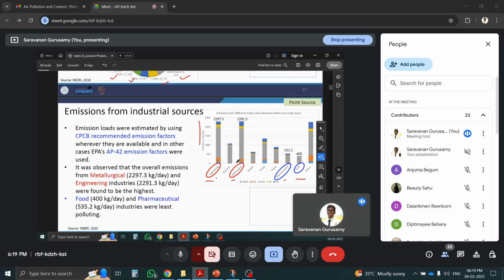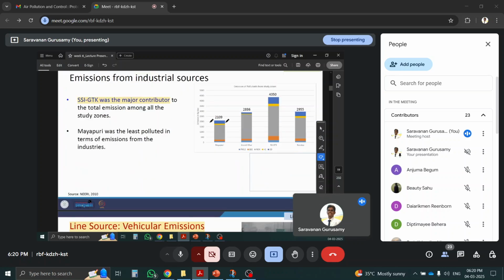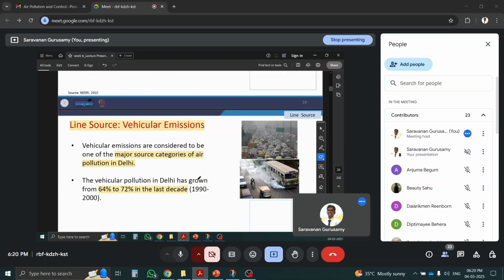If you see, this NOx is the gray color. So NOx is more in all the industries, and if you see pharma and food, CO level is also higher. Yeah. So also they have considered based on the locations. So everywhere you can see NOx is higher and the total emission is higher in SSI GTK location.